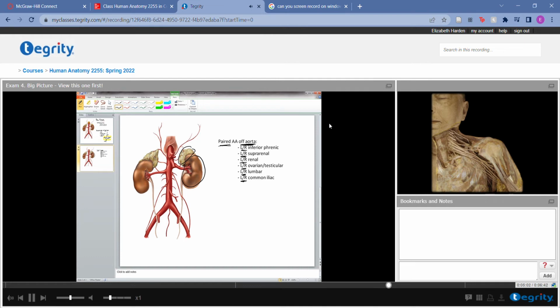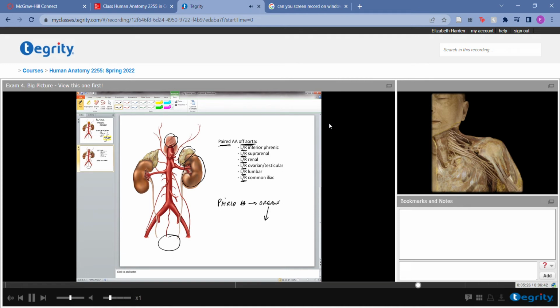They would be supplying male and female genitalia. They would be supplying the diaphragm. So they're basically going to be supplying everything that doesn't have to do with digestion. So the important part here, so here's our paired arteries, and they are supplying these organs that essentially don't have to do with digestion, the stuff that doesn't need to be processed in the liver.